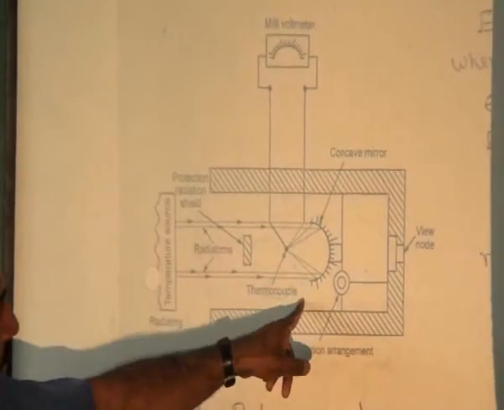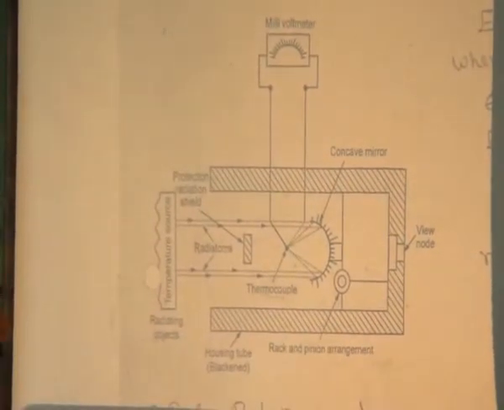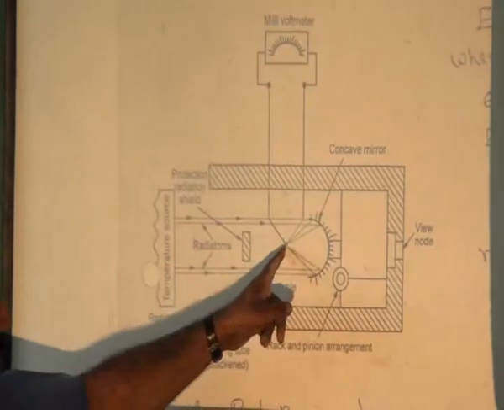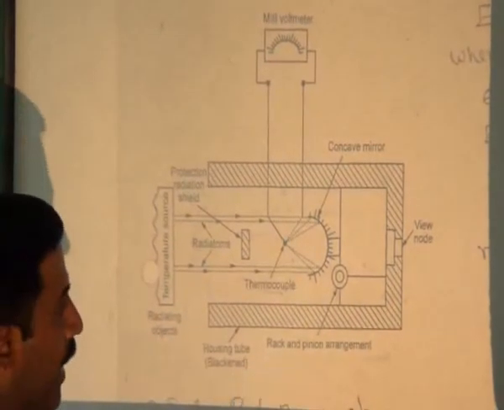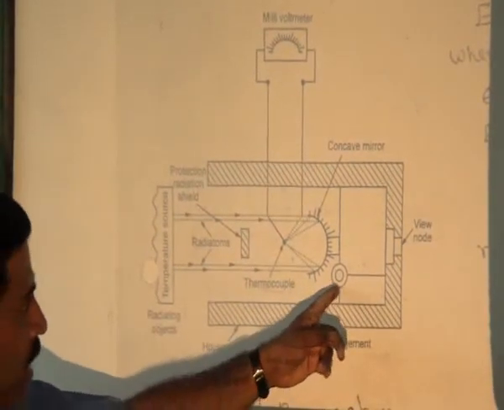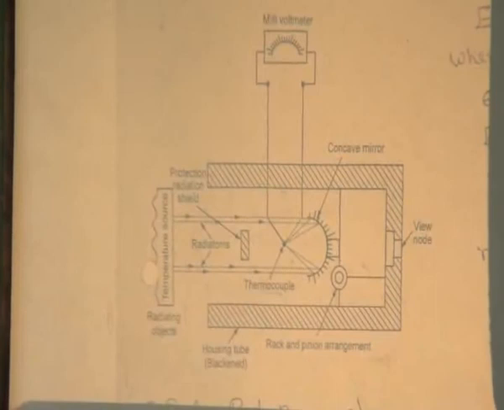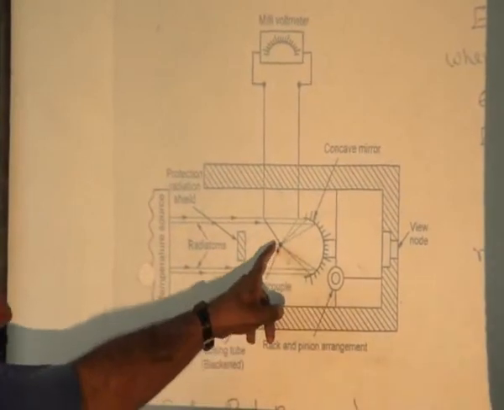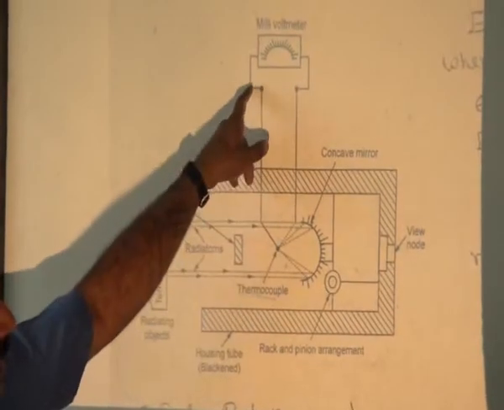So we have to adjust the thermocouple in this radiation by using a rack and pinion arrangement. From the radiant atom, the distance will be maintained by using the rack and pinion arrangement, moving it. From that source we observe the radiation, and that radiation is measured by using the thermocouple. The energy will be converted into electrical energy.